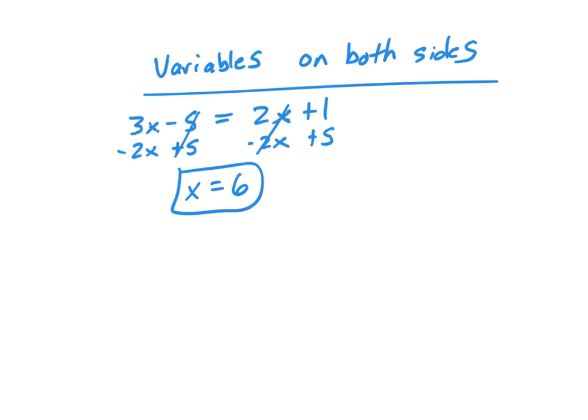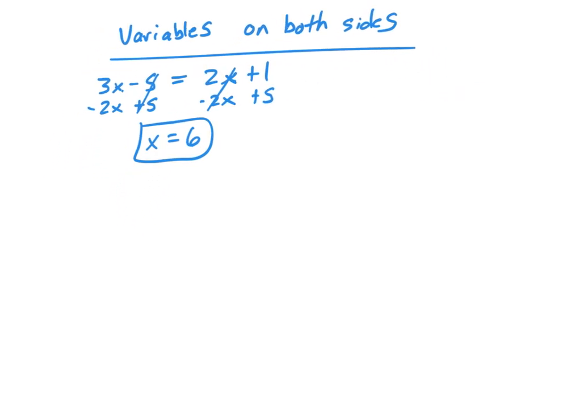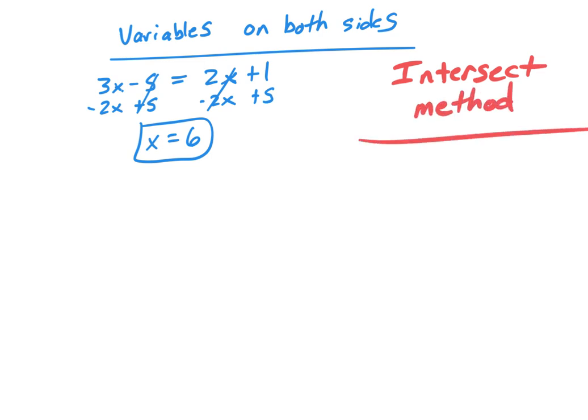Go back to this problem here. I'm going to show you this, and you've probably never seen this before. But it's easiest, I think, to do it on this one. We call this one the intersect method. And I just want to show you the relationship that these things have. You could use your calculator to solve this one, okay?